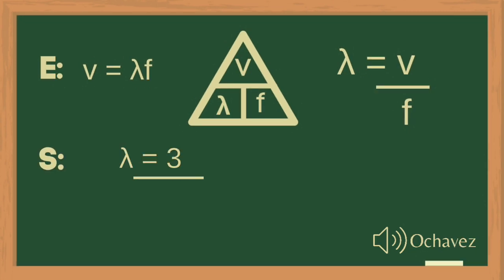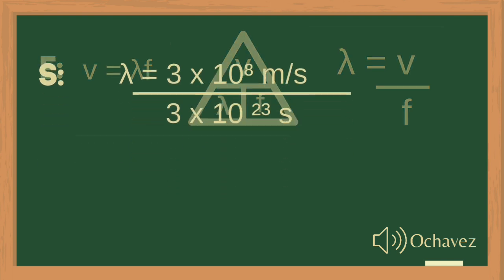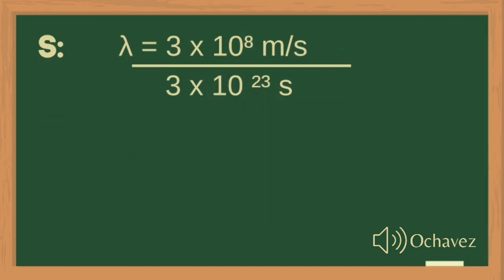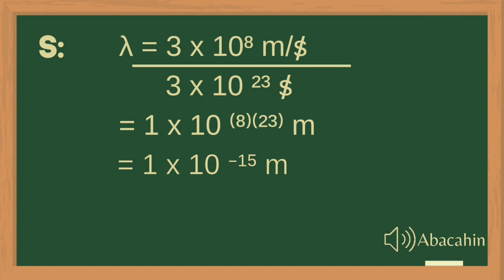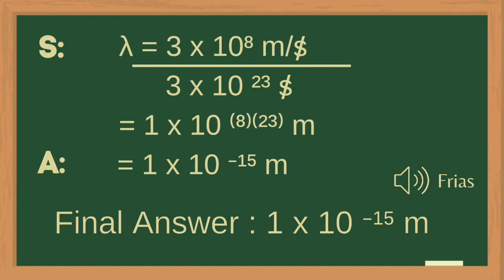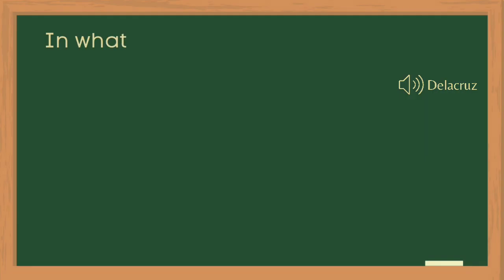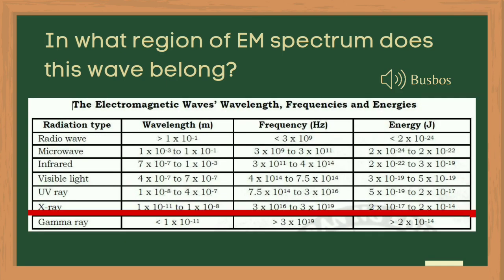Solution: wavelength is equal to 3 times 10 raised to 8 meters per second divided by 3 times 10 raised to 23 per second. Cancel the same unit. 3 divided by 3 is equal to 1 times 10 raised to 8 minus 23 meters. 8 minus 23 is equal to negative 15. So our answer is 1 times 10 raised to the power of negative 15 meters. In what region of the EM spectrum does this wave belong to? Our answer can be seen in gamma rays.